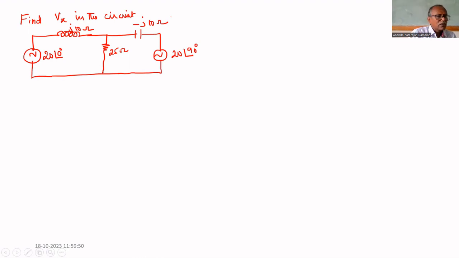Find Vx in the circuit using the superposition principle. Using superposition theorem. What are the circuit elements here? DC circuit or AC circuit? Do you know the AC fundamentals? Or we have to review?